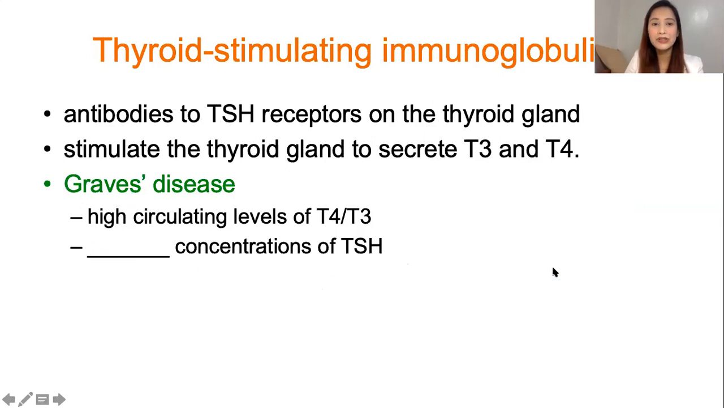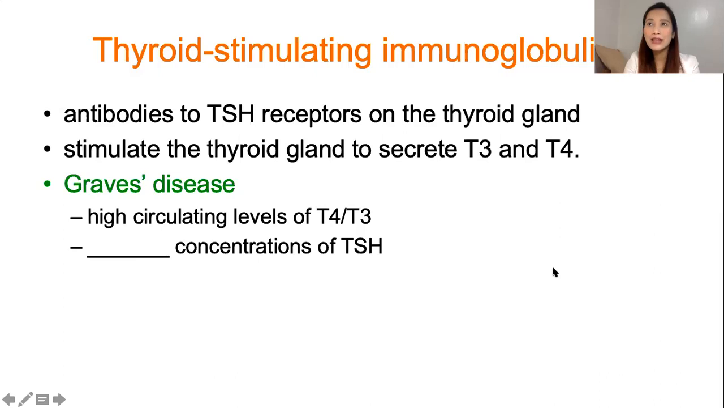There is also such a thing as thyroid-stimulating immunoglobulins, and these are antibodies to TSH receptors on the thyroid gland. They stimulate the gland to secrete T3 and T4. So an example of this will be Graves' disease. In Graves' disease, you have TSH receptor antibodies. So these antibodies attach to your TSH receptor.